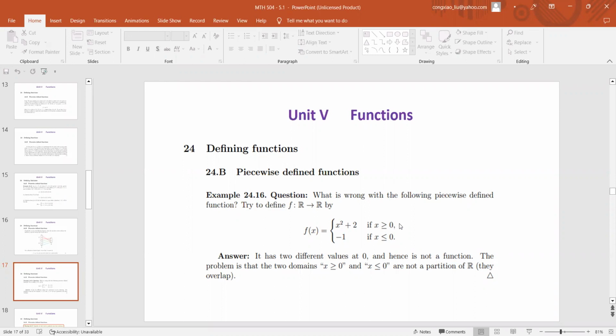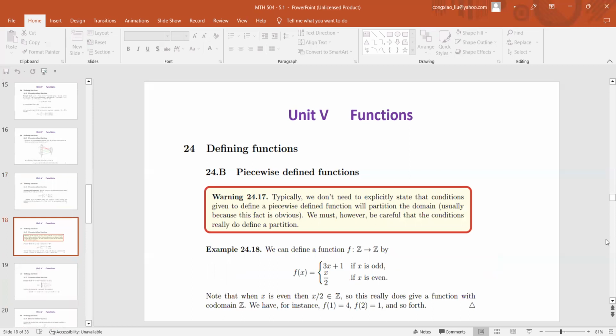So that's the reason why f is not a function, okay? They overlap. You can never write two equals in this case, even if you get the same function value in the two different formulas, you still cannot write two equal signs in both sets. Okay, just keep in mind.